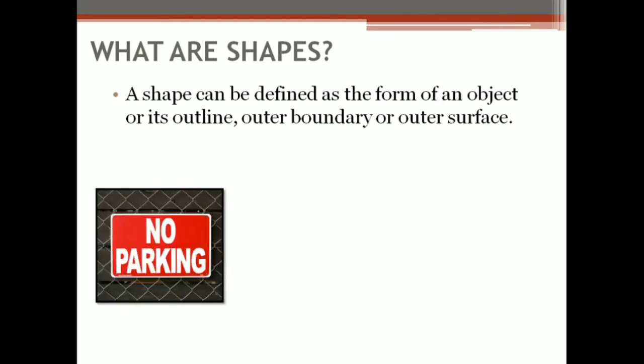For example, observe the picture carefully. This is a signboard of no parking. Are you able to find the shape? Which shape is this? This is a rectangle, right? So here the definition explains that the outer boundary or the outer surface of an object is known as shape.